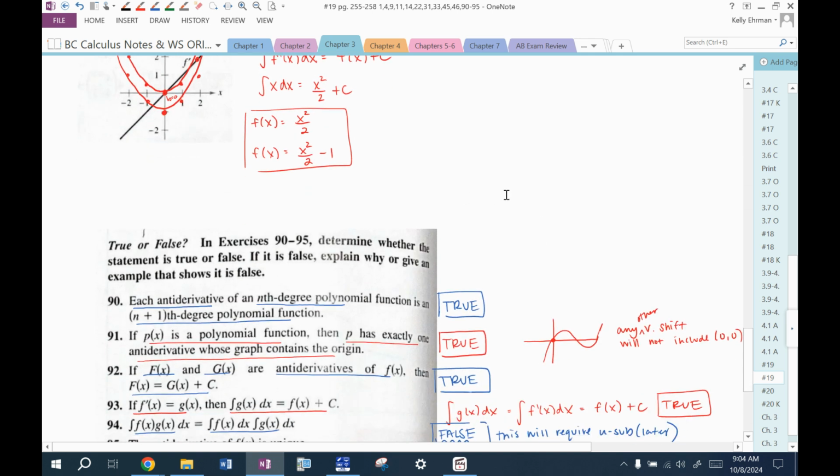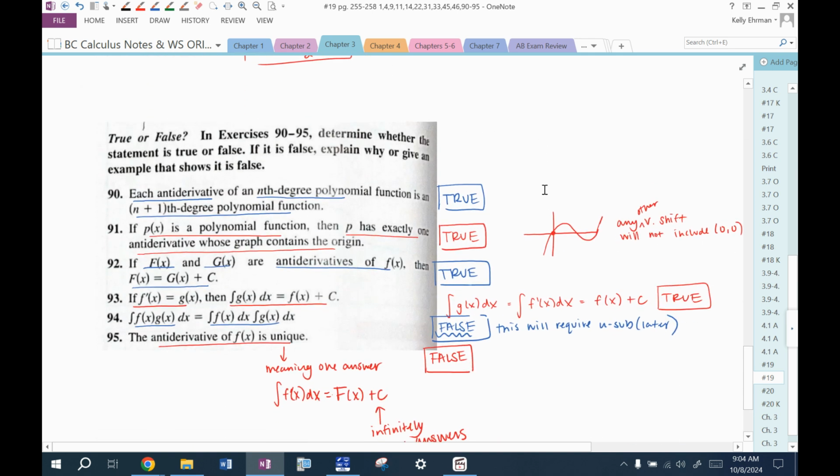All right, and then the true or false section. I left my answers up here. I'll just talk through these. Each antiderivative of an nth degree polynomial, so it has to be polynomial, is an n plus 1th degree polynomial function. So that has to be true, because if it's polynomial, that means you have x to some sort of n degree. And the answer is going to be x to the n plus 1 over n plus 1 plus c. So that's still polynomial. There's no way it's not going to be. You're not subtracting exponents, so you can't get negative exponents out of that.